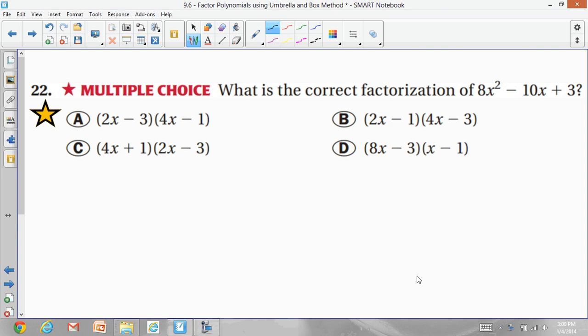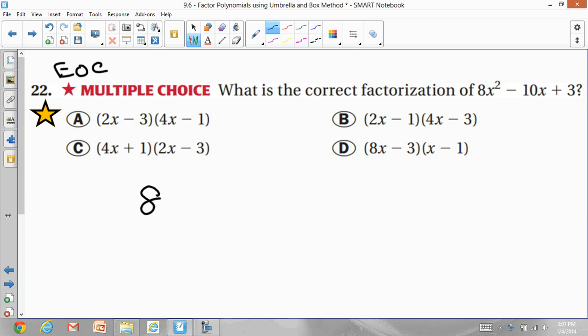We are still on 9.6, factoring polynomials using the umbrella and the box method. Because of the size of the file, which became big, I am chunking it into two parts. Question number 22 is an EOC kind of a question. So multiple choice, what is the correct factorization of 8x squared minus 10x plus 3?